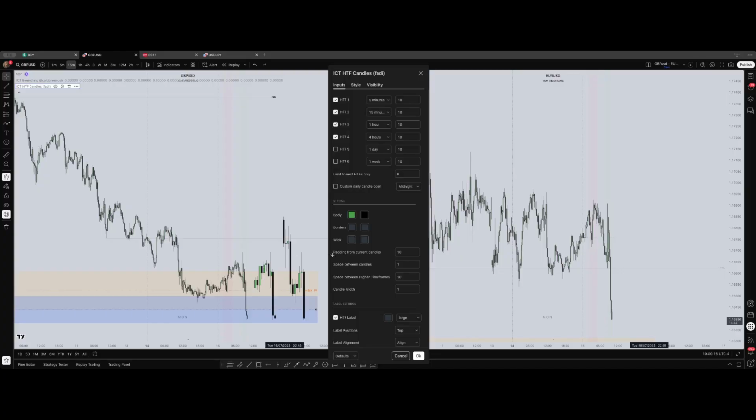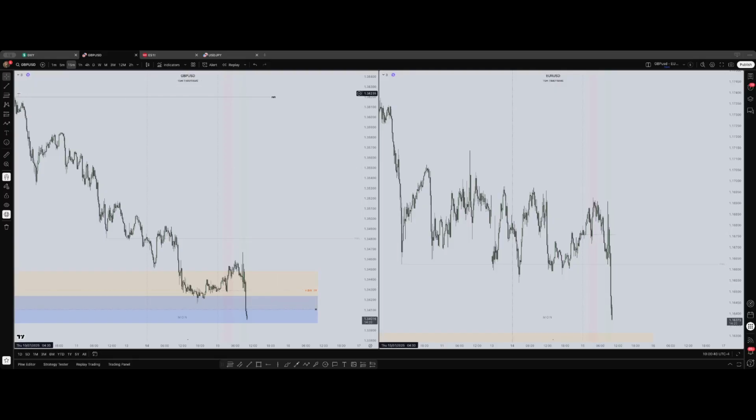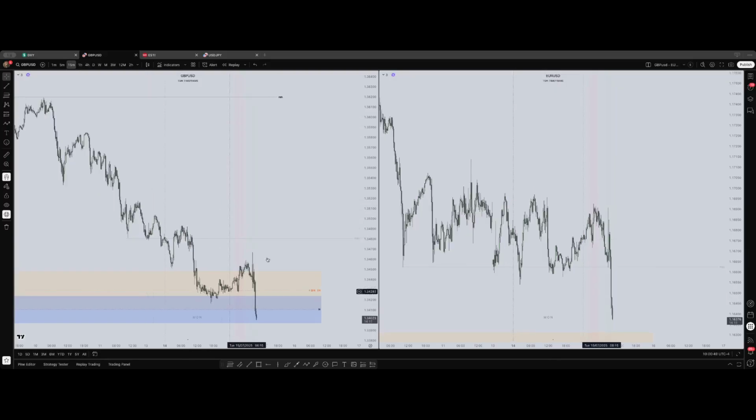I have this, a 1 hour and 4 hour. You know, this is 1 hour and this is 4 hour. So you can see imbalances and how prices are reacting to those imbalances, but I didn't use it really, because I prefer just to go to 4 hour or 1 hour and mark my imbalances on the chart.